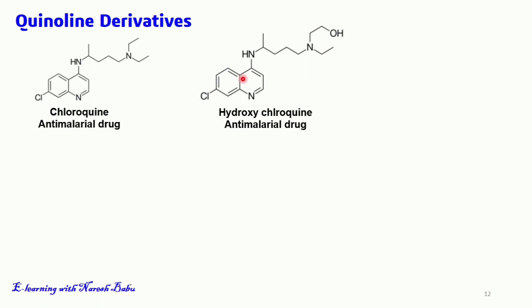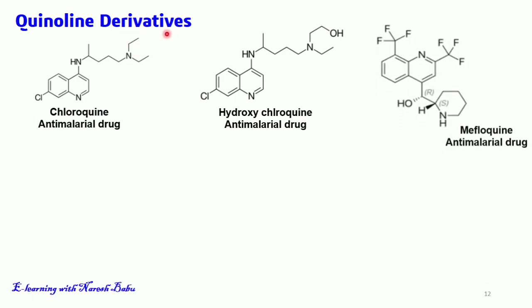Let's see some examples of quinoline derivatives, or compounds containing the quinoline ring. A very important drug is chloroquine. Most anti-malarial drugs have this quinoline ring system. Hydroxychloroquine was also used during the COVID situation to reduce fever, and it is also an anti-malarial drug. The only difference between these two is the attachment of an OH group at this position. And the next drug is mefloquine.